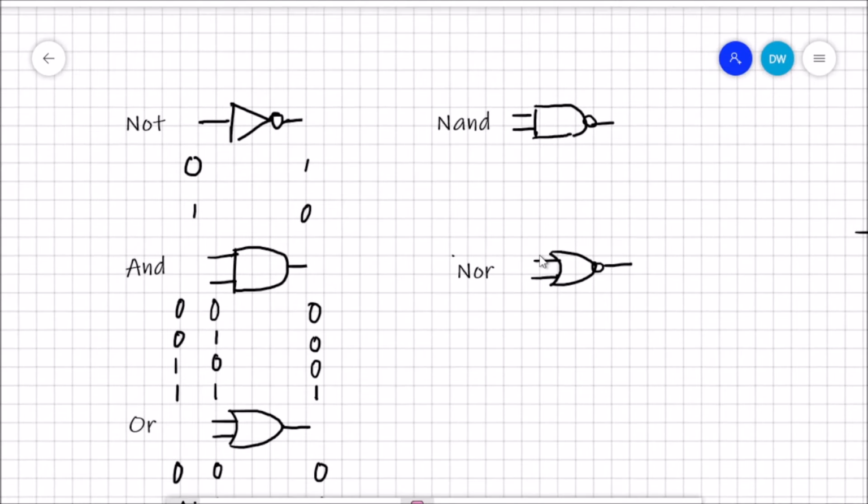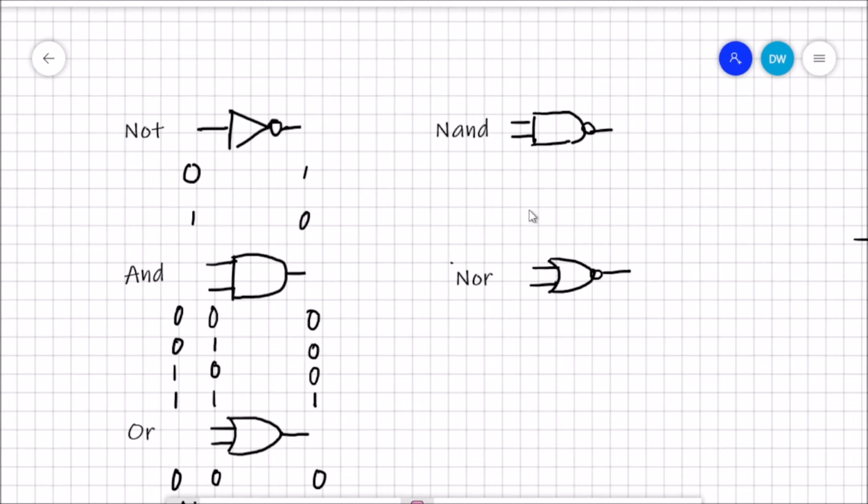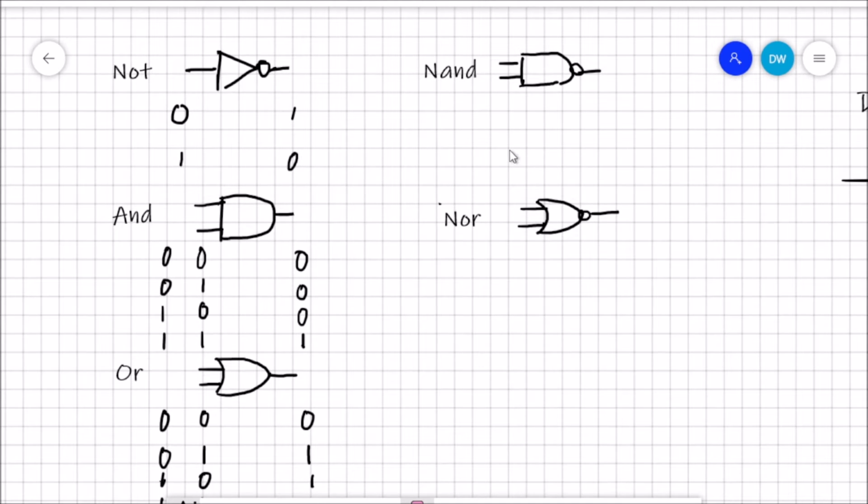Now, let's look at the other two, the NAND and NOR gates. They basically do the opposite of AND. So if both inputs are low, AND will give us a low output, but NAND inverts it and turns it into 1. Similarly, if only one of the inputs is high, AND's output will be low, but NAND inverts it again. So it basically does exactly the opposite of AND.